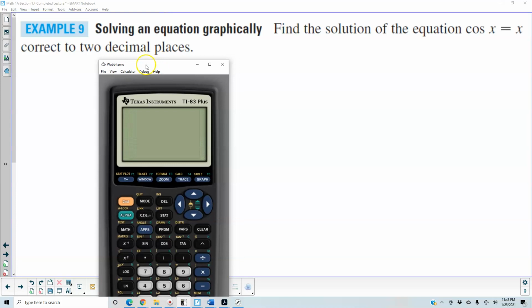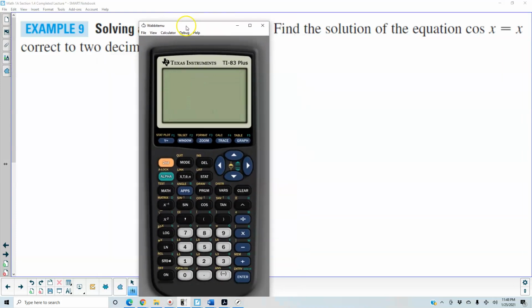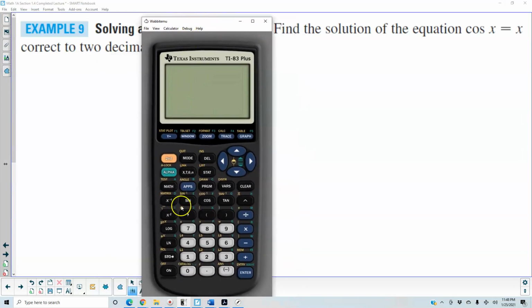We will see that Desmos might have a better, clearer picture to see what's going on, but it doesn't mean that you can't get this information from your Texas Instruments calculator either. Whenever we have an equation where it says cosine of x is equal to x, we want to find the intersection of that. And we can't put the equation in here. What we need to do is graph these separately.